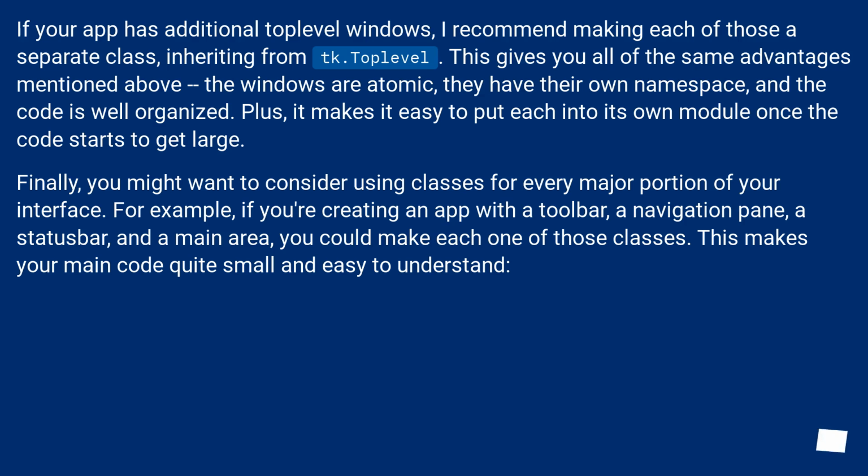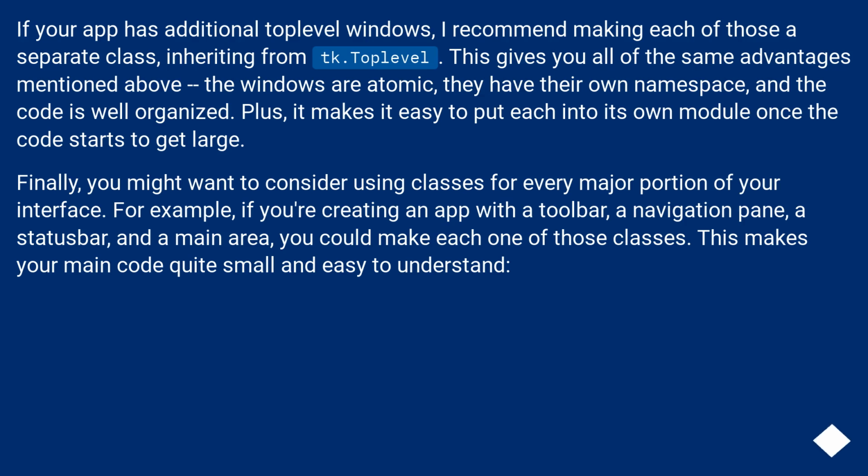If your app has additional top-level windows, I recommend making each of those a separate class, inheriting from tk.Toplevel. This gives you all of the same advantages mentioned above. The windows are atomic, they have their own namespace, and the code is well organized. Plus, it makes it easy to put each into its own module once the code starts to get large.